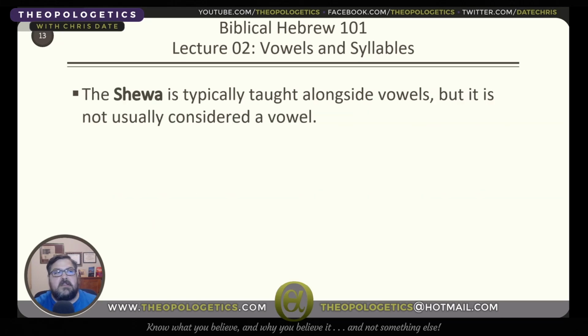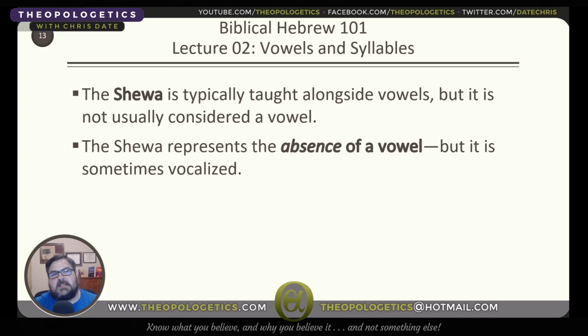Well, one way is with using a marking called a shewa, or shava. Remember, the vav in modern Hebrew is pronounced as a V rather than a W, and so modern Hebrew speakers will call this a shava. You will see it transliterated with a W, though. The shava is typically taught alongside vowels, but importantly, it's not considered a vowel, usually. So this is not something that falls within those 5 or 3 classes of vowels. Rather, the shava represents something like the absence of a vowel. Although, and you will learn the rules around this, it is sometimes vocalized. Sometimes. Other times it's silent.